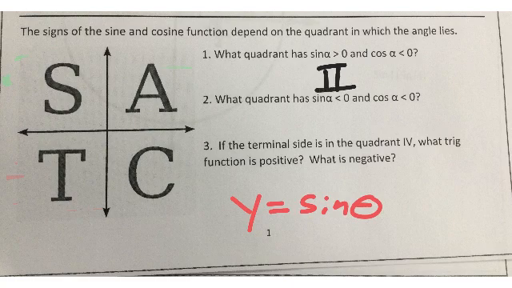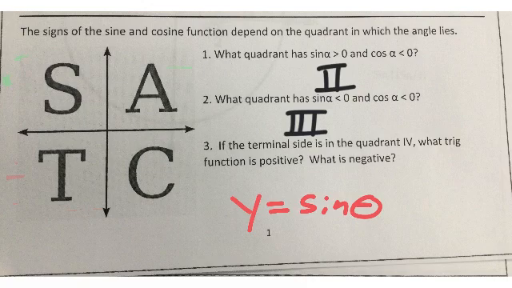The next question, what quadrant has sine being negative and cosine being negative? So where are both sine and cosine negative? That would be in the third quadrant. Right here, they're both positive. Here, sine is positive. Here, cosine is positive. This is the only one where they are both negative, the third quadrant.